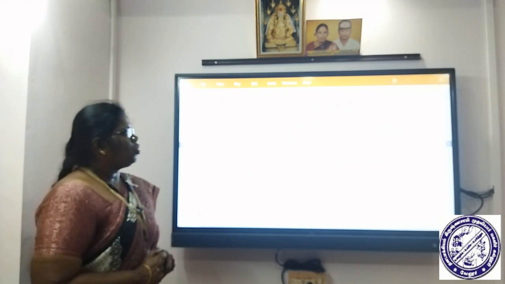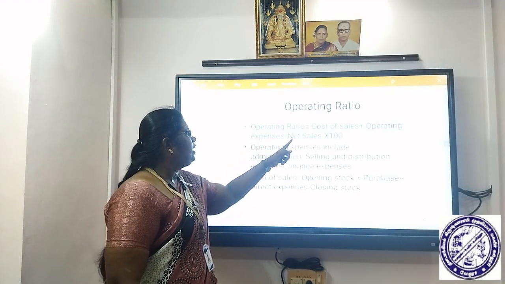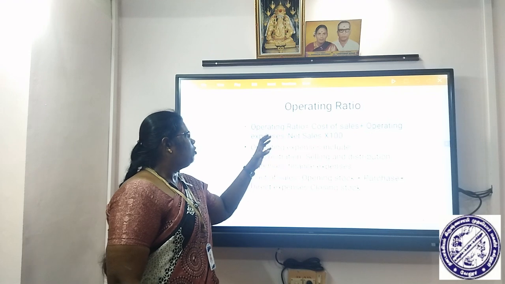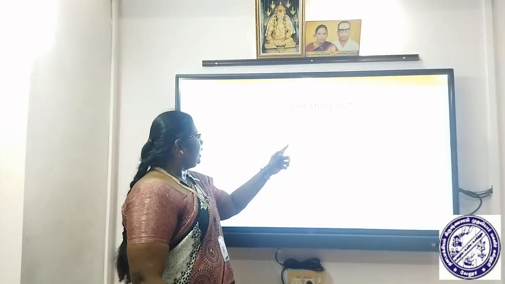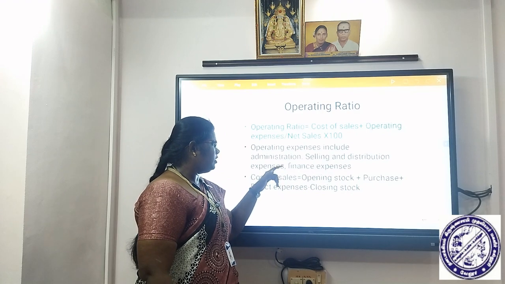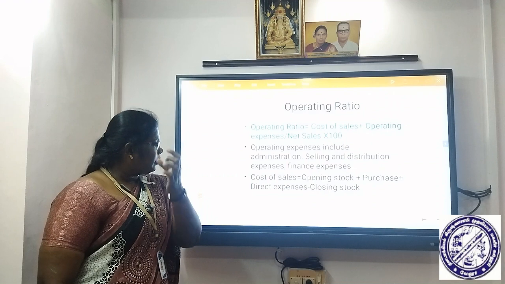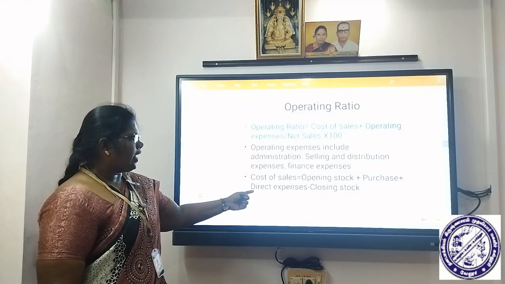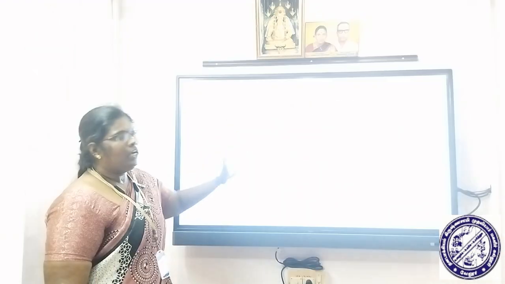Next we have to see what the operating ratio is. Operating ratio is equal to cost of sales plus operating expenses divided by net sales. What are operating expenses? The expenses used for your business, which are shown on the debit side of the P&L account. Operating expenses include administrative, selling and distribution expenses, and finance expenses. What is cost of sales? Opening stock plus purchases plus direct expenses minus closing stock. This is the formula for the operating ratio.